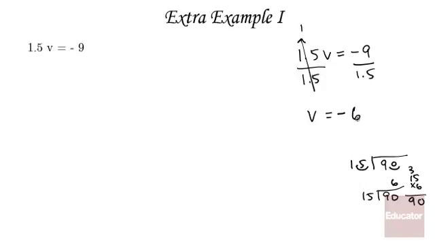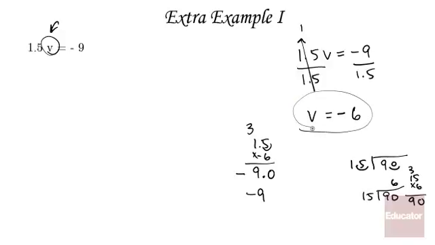And let's go back and check our work. 1.5, I'm going to substitute negative 6 in place of v. So 1.5 times negative 6. My answer is going to be negative. That's good because our answer is negative here. 6 times 5 is 30, 6 times 1 is 6, 7, 8, 9 with 1 decimal place. Yes, so our answer is negative 9. So v does equal negative 6.